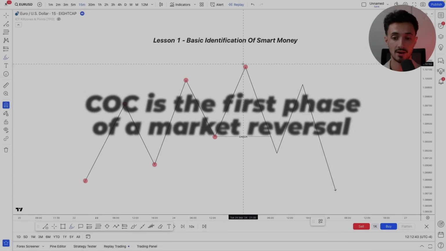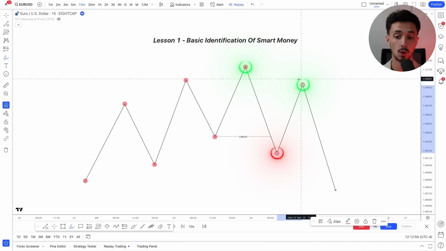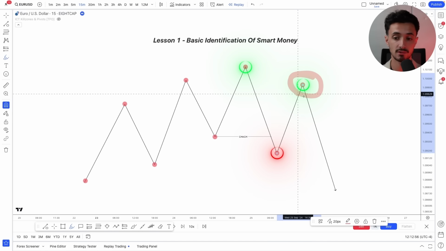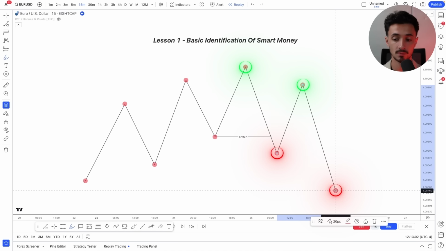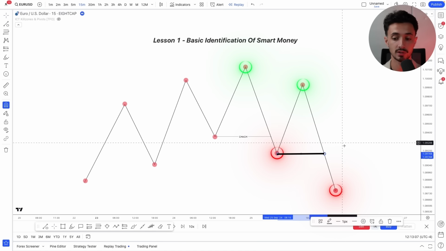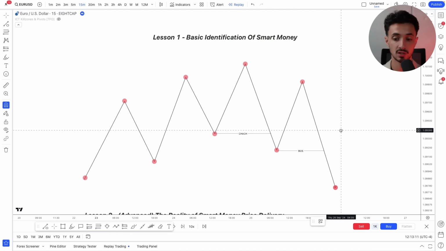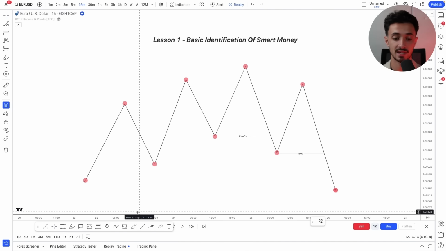So when you get a change of character like this, you can see that we had a higher high and now we have a lower low. So from there, it's likely that we might get a pullback and then get a lower high, meaning that this high right here is lower than the previous high, right? Indicative of lower prices. Then you get a lower low. So then you have a break of structure. Once you have a change of character followed by a break of structure, that is absolute confirmation that the trend has shifted and it is now bearish.